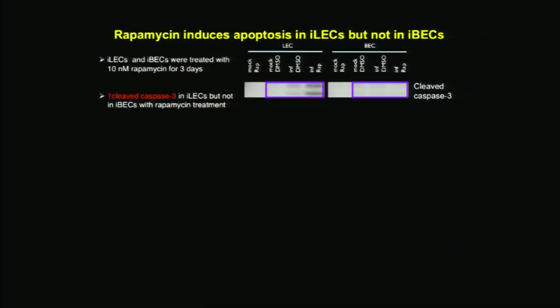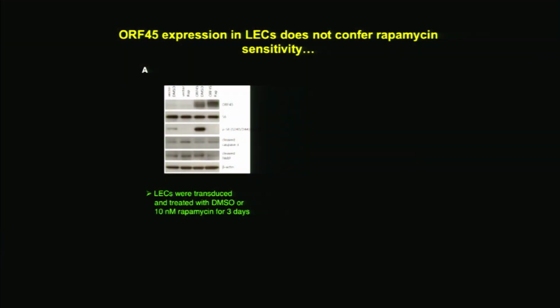And I'll close by just showing you what we've learned about that addiction process. We don't understand it fully, but we do know this: ORF45 alone, which is responsible for the signaling activation, is not responsible for the addiction, okay? If you take retrovirus and transduce cells with a retroviral vector for ORF45, these are lymphatic endothelia that have been transduced with ORF45. They have signaling activation, but when you treat them with rapamycin, they don't undergo apoptosis as judged by PARP cleavage or caspase activation.